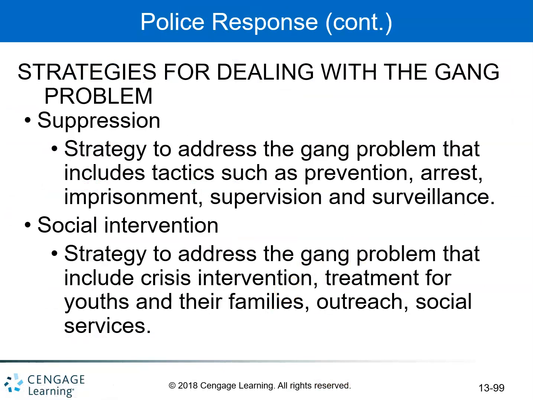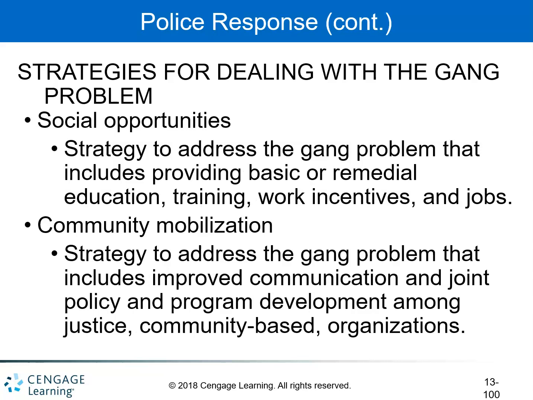So now that we've gone through some of that, let's go back a little bit to the police response and look for some more strategies for dealing with gang problems. One could be suppression. That is a strategy to address the gang problem that includes tactics like prevention, arrest, imprisonment, supervision, surveillance. We could do social intervention. This is a strategy that includes things like crisis intervention or treatment for youth and families or outreach or social services. So those are some options there too.